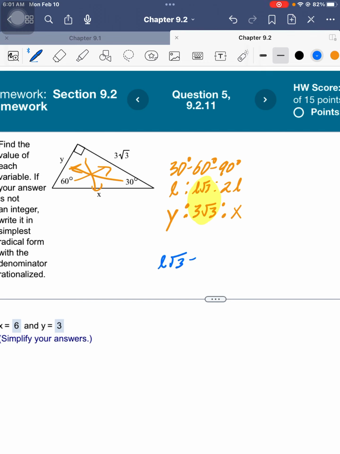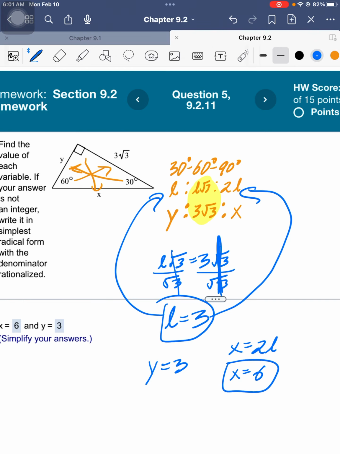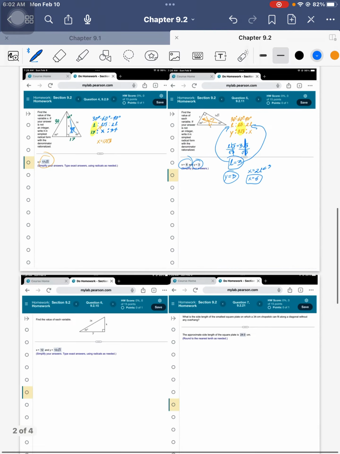So this would be L square root of 3 is equal to 3 square root of 3, divided by square root of 3, divided by square root of 3. These two are going to cancel. And this is L equals 3. So if L equals 3, then what else equals 3? Well, y has to equal 3. And if L equals 3, x, which is equal to 2L, has to be 6. Because this is a 3. So y is 3 and x is 6.